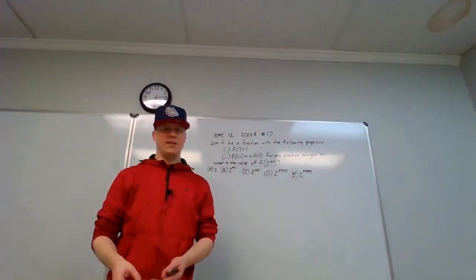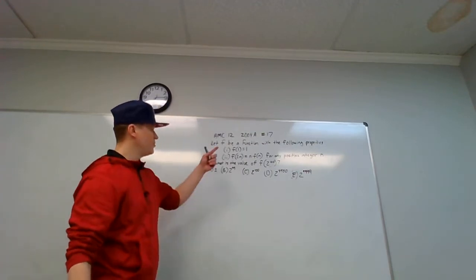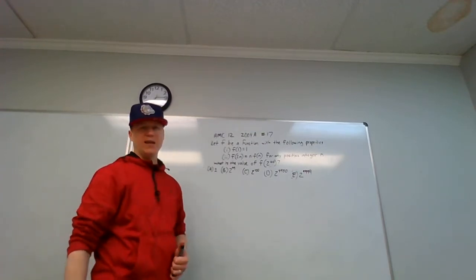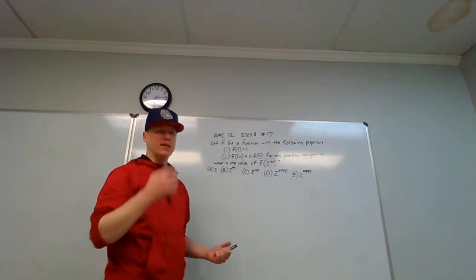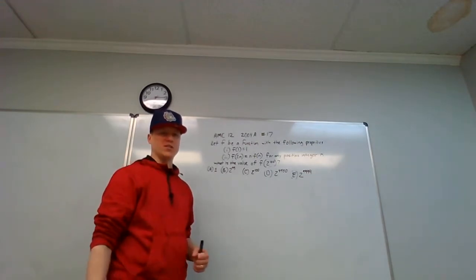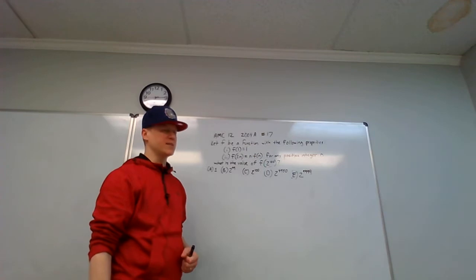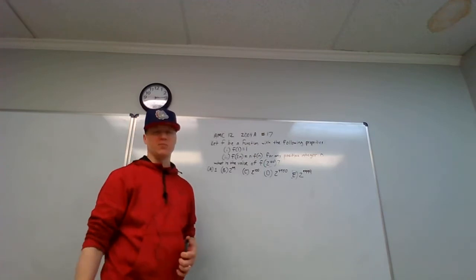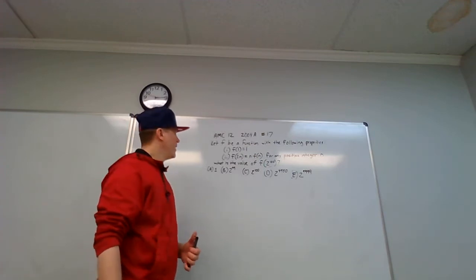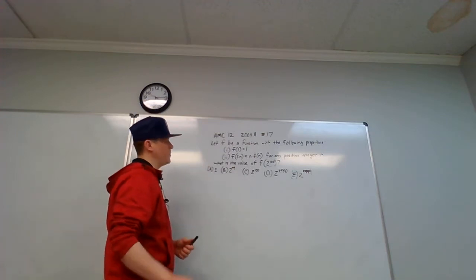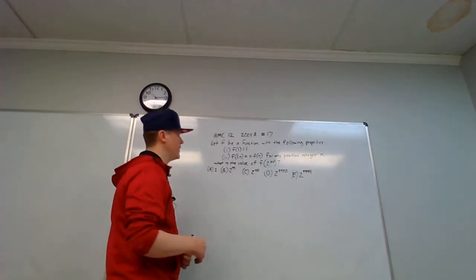Okay, this is AMC 12 2004A, question number 17. I'm just choosing random questions to go through from past AMCs to illustrate certain principles of problem solving. This one says, let f be a function with the following properties.